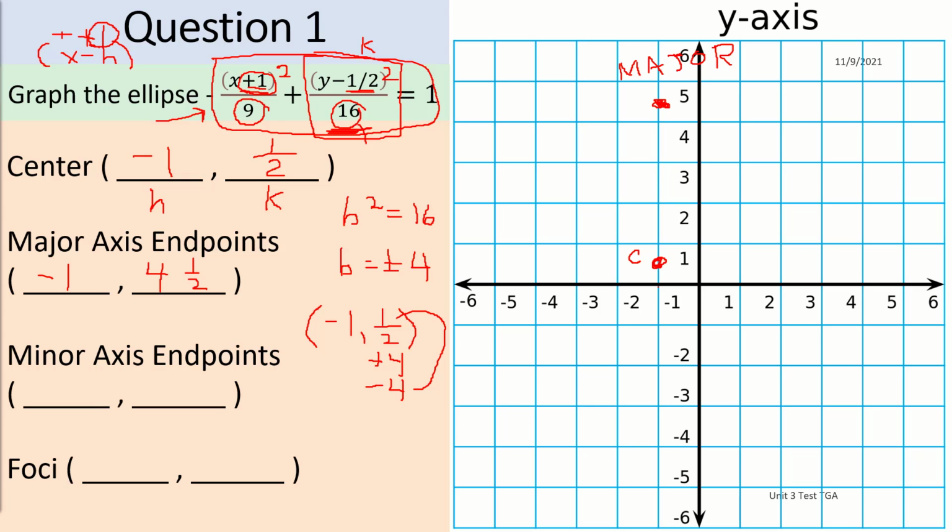Find the other endpoint by subtracting 4 this time. So negative 4 plus a positive 1/2, you would subtract and you'd get 3 and 1/2, or 3.5. You have more negatives than positives, so it's going to be negative 3.5. So your other endpoint is negative 1, negative 3.5.